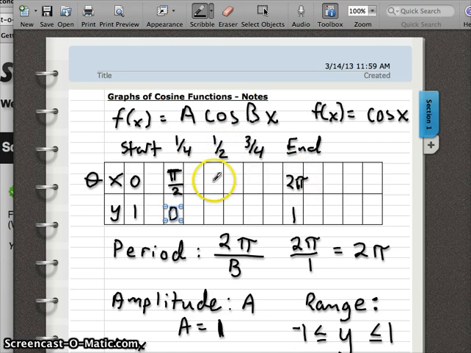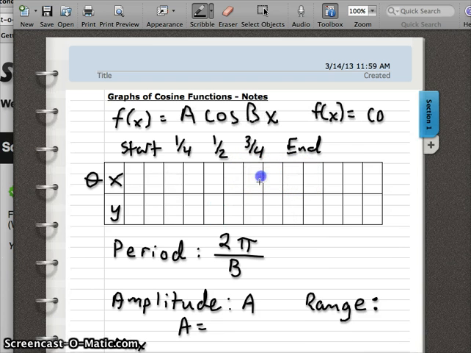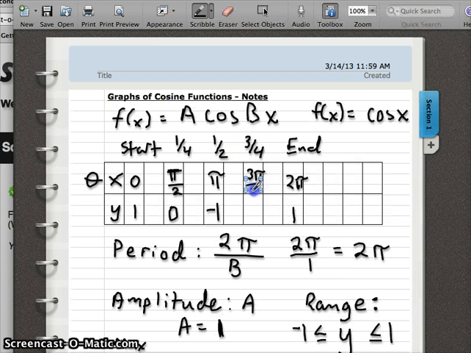Alright, next key point would be half of the period. Half of 2 pi is just 1 pi. And if I plug that in and evaluate, the cosine of pi ends up being -1. And the last key point is always going to be 3/4 of your period. 3/4 of 2 pi would be 6/4, so that would be 3/2 pi. And if I evaluate that, the cosine of 3 pi over 2 is always going to be 0.